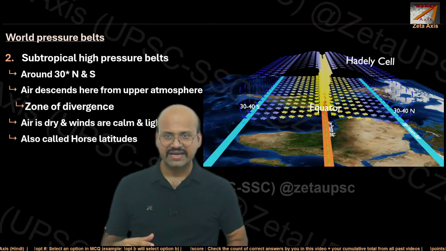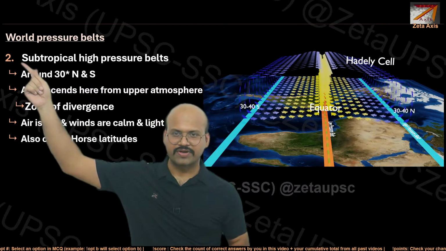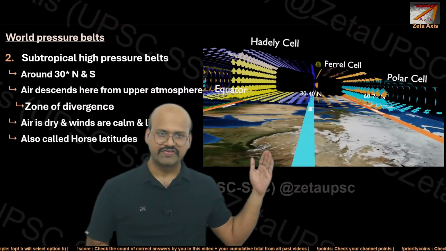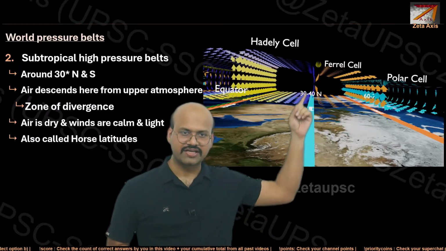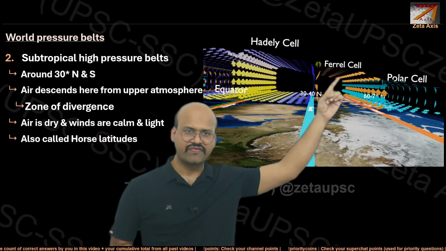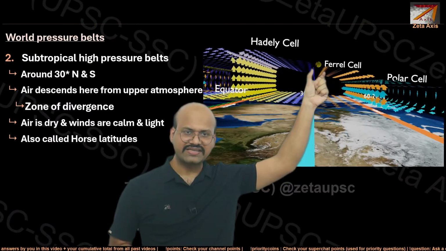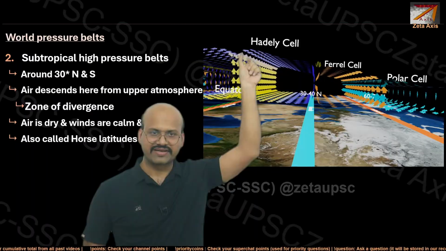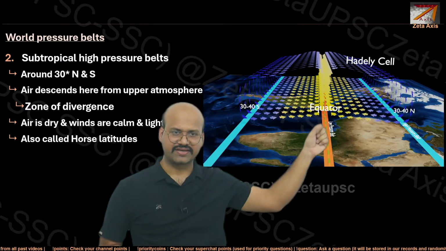Now let's see the second pressure belt, that is the subtropical high pressure belt. If we see in this video, then we will see that the subtropical high pressure belt is located over here. It is located at the intersection of Hadley cell and Ferrel cell, and here we can see that air is descending. At the low pressure belt at the equator, the air is rising up, but over here it is descending.